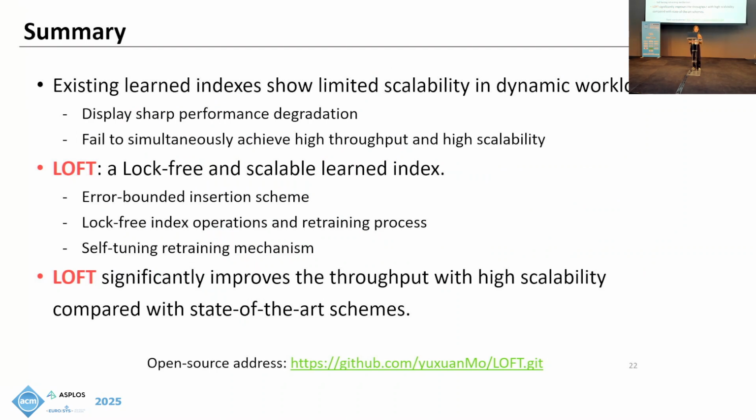In summary, we found that existing learned indexes show limited scalability in dynamic workloads because they display sharp performance degradation in the dynamic workloads and fail to simultaneously achieve high throughput and high scalability. So we propose LOFT, a log-free and scalable learned index. We propose an error-bounded insertion scheme, log-free index operations and retraining process, and a self-tuning retraining mechanism. By using all these designs, LOFT significantly improves the throughput with high scalability compared with the state-of-the-art schemes.